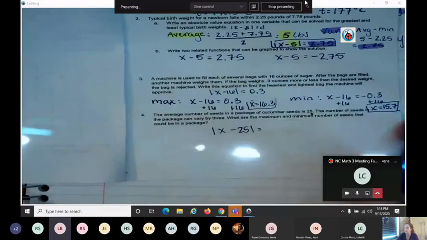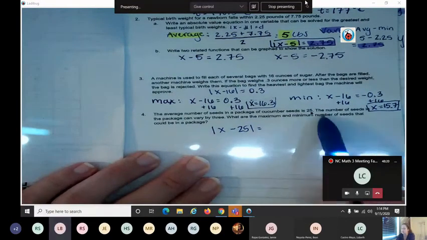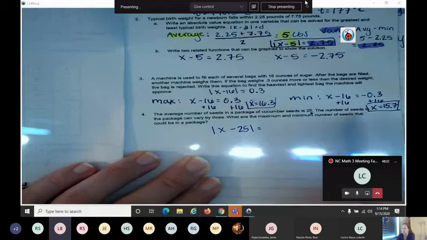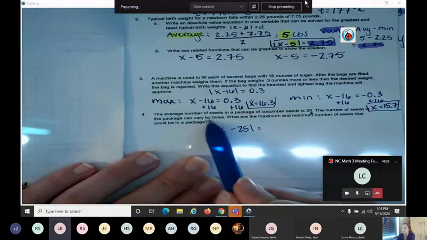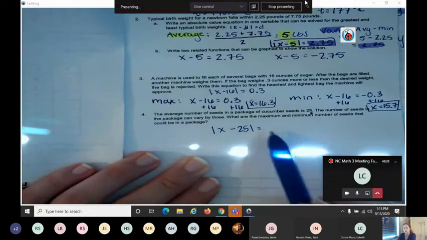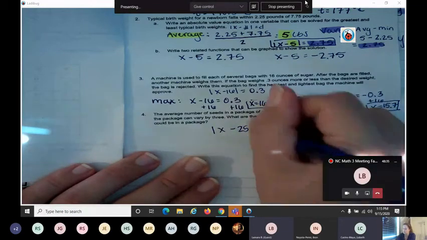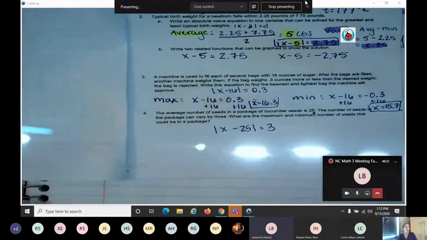And then the number that goes right here is how much it can vary. It says after that sentence, the number of seeds the package can vary by is 3. So I should set this equal to what number? Three. Yeah, very good. Thank you, Lisbeth. So now I need to find my maximum and my minimum number of seeds.